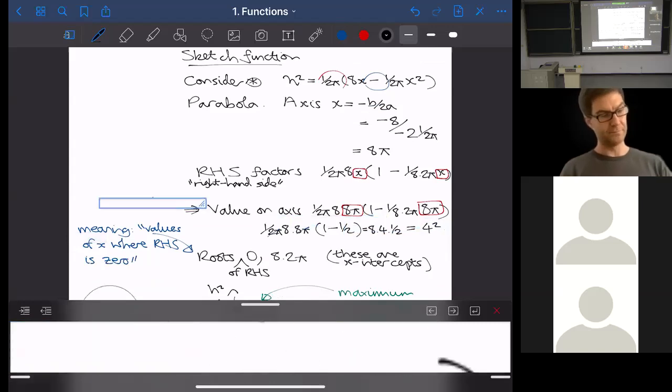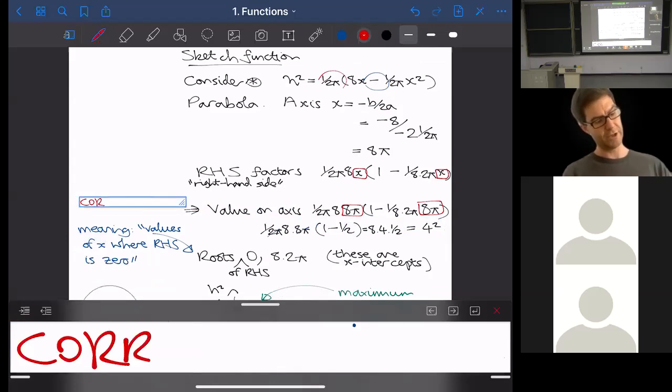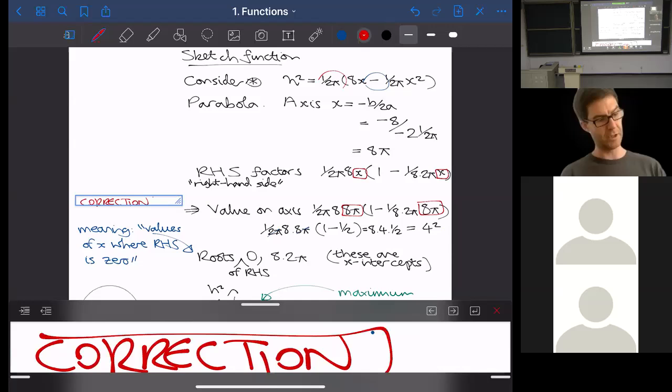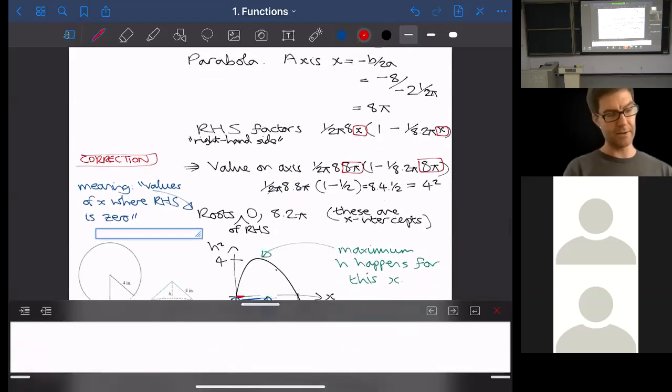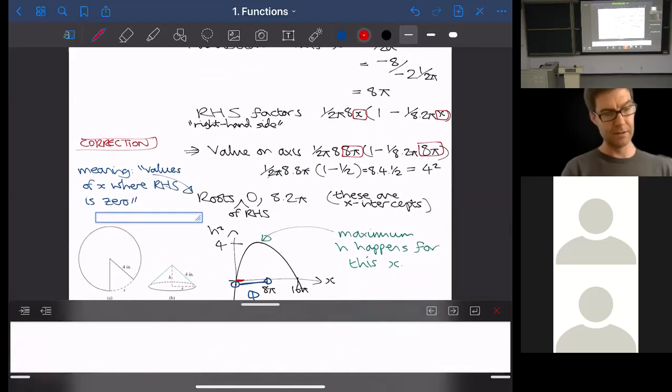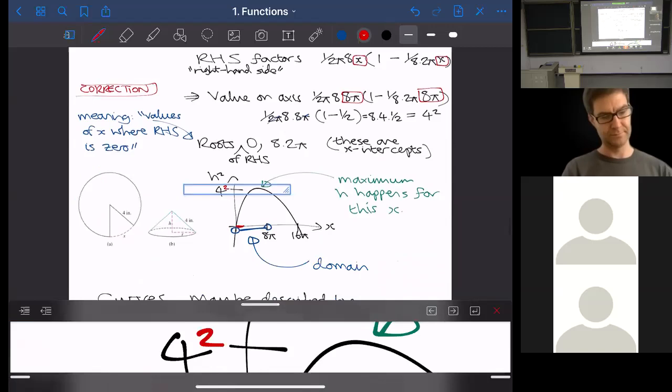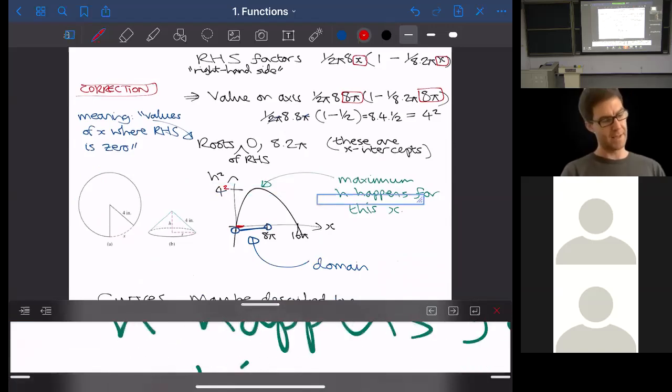Okay, so there is a correction here. I'm going to continue the correction for one moment longer, because we see down here the value on the axis is 4 squared. Yes, and that makes sense because the maximum h is 4.